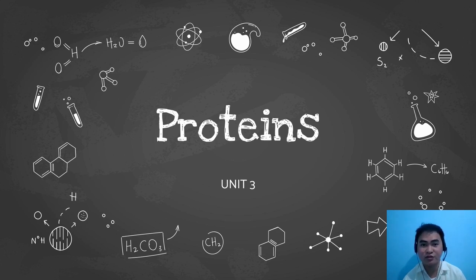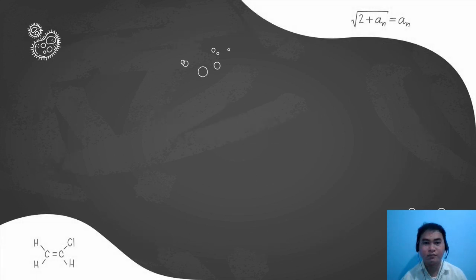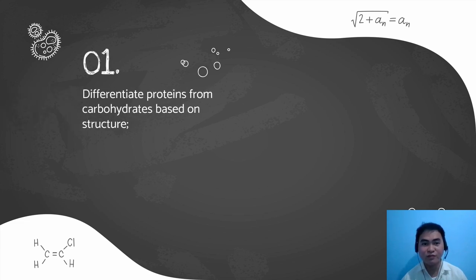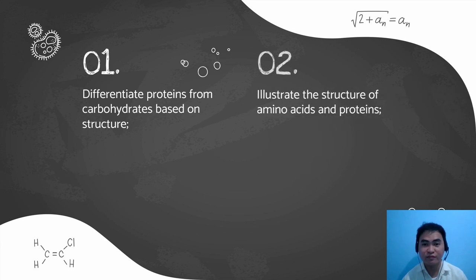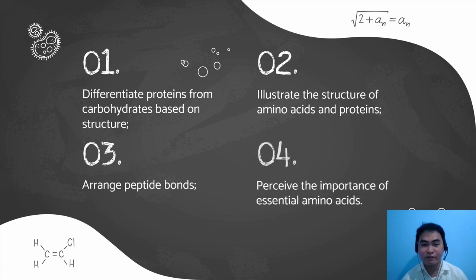So our first discussion will start with proteins. But before anything else, I would like to share with you, class, the objectives of the lesson. At the end of the lesson, everyone is expected to differentiate proteins from carbohydrates based on structure, illustrate the structure of amino acids and proteins, arrange peptide bonds, and perceive the importance of essential amino acids.